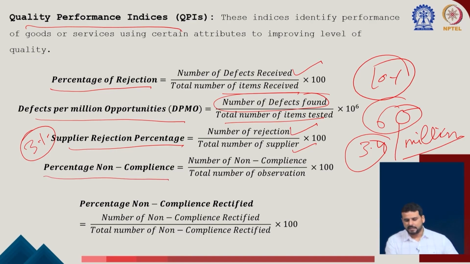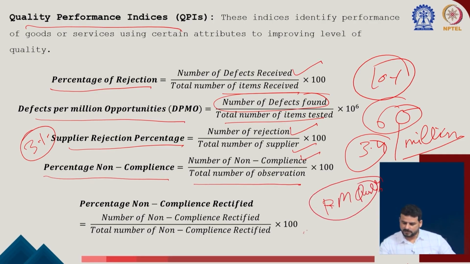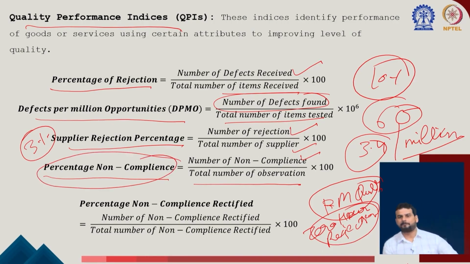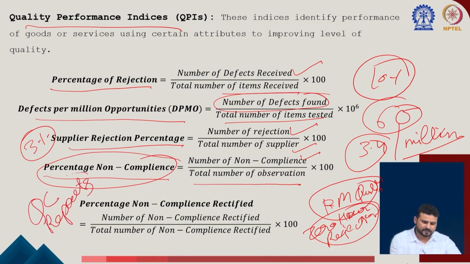Percentage non-compliance: number of non-compliances over total number of observations, right. Let's say you are dealing with raw material quality, and so many zero-hour rejections are coming. That means whenever you start using the product, you inspect it and observe that there is something wrong with it. How can you improve that? You start some compliance measure, that your vendors need to send the QC reports whenever they send the lot. That means they need to inspect the quality, and only then can they ship the lot.